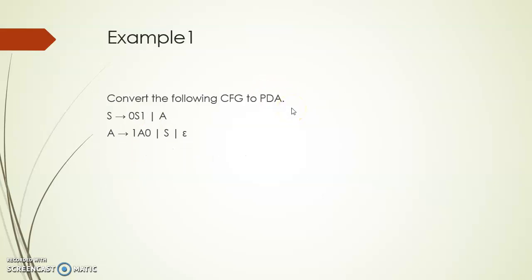For example, we'll consider this context-free grammar. Now we'll see how to convert this context-free grammar into PDA. First, we'll analyze this grammar. It consists of two non-terminal symbols, S and A, and the terminal symbols 0 and 1.